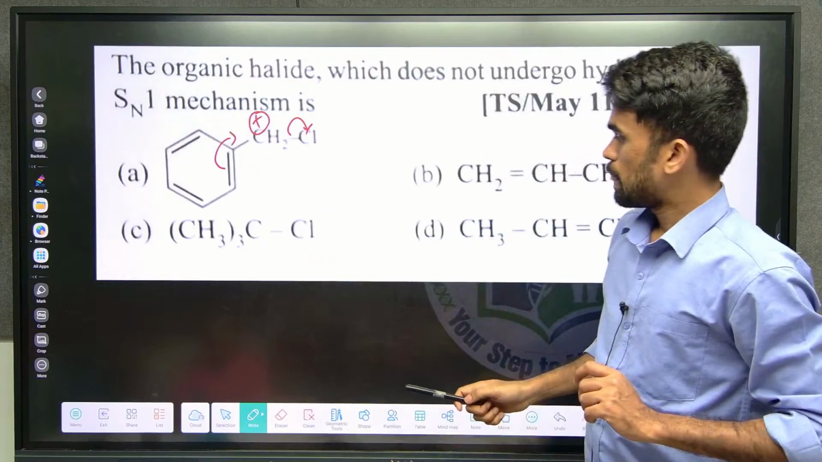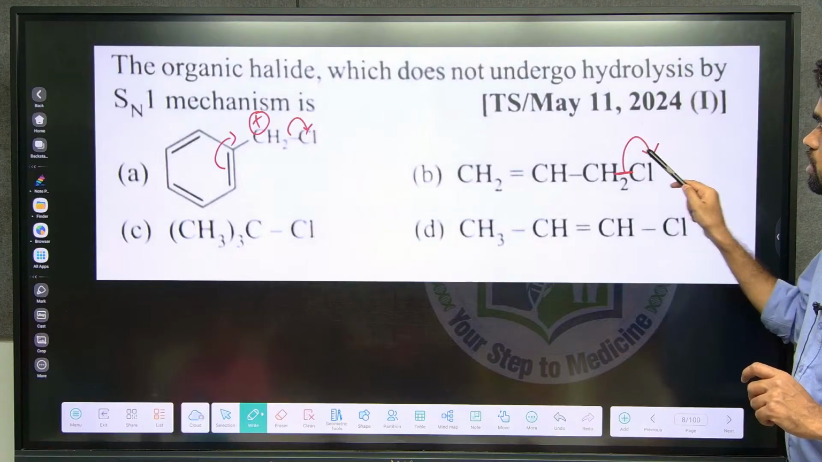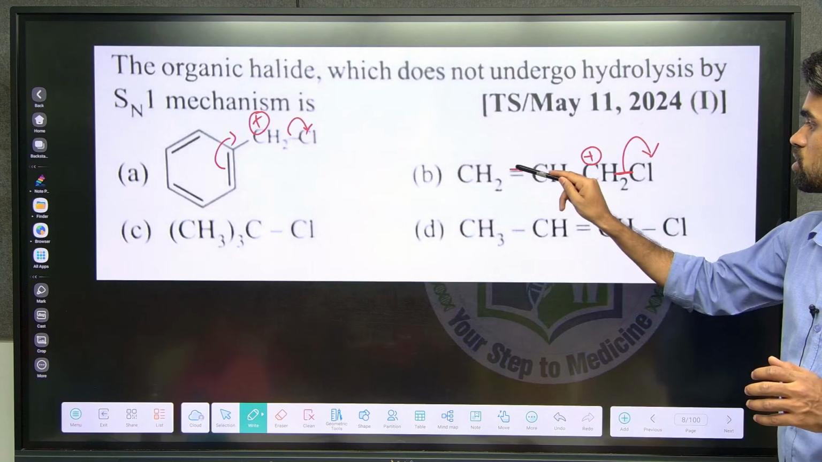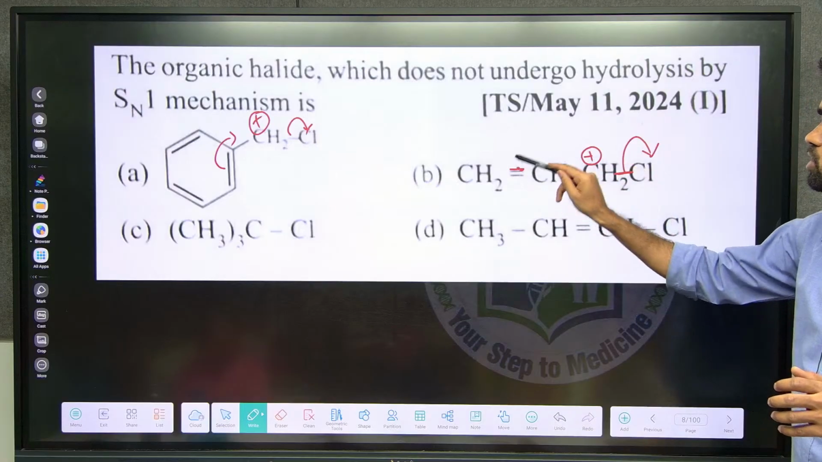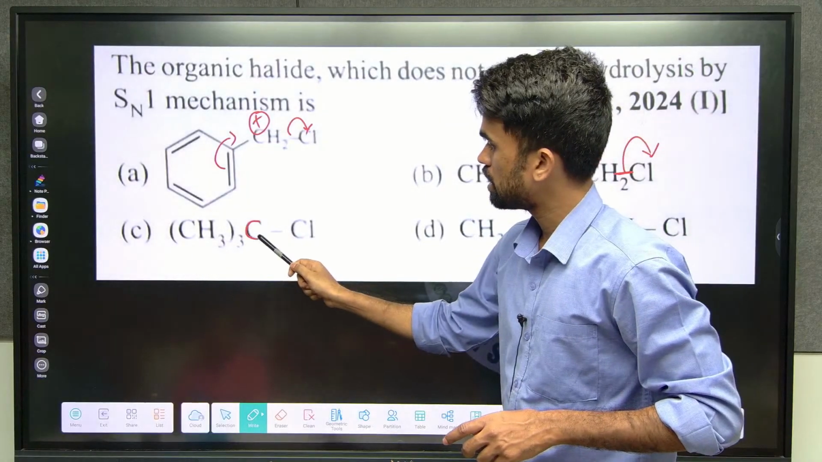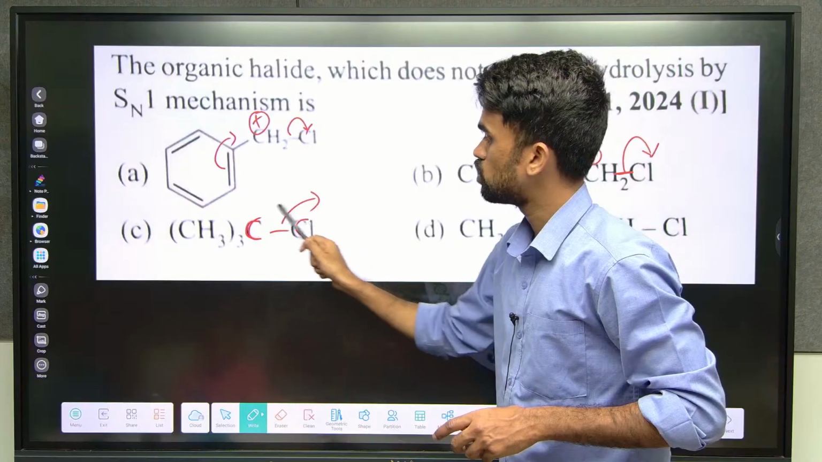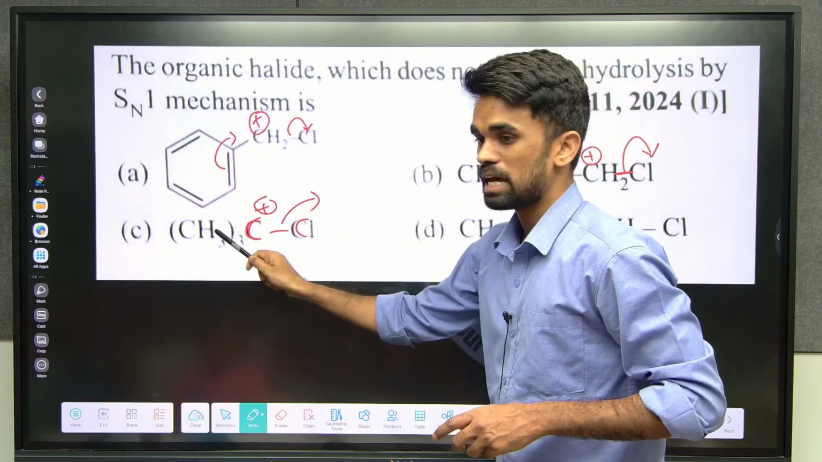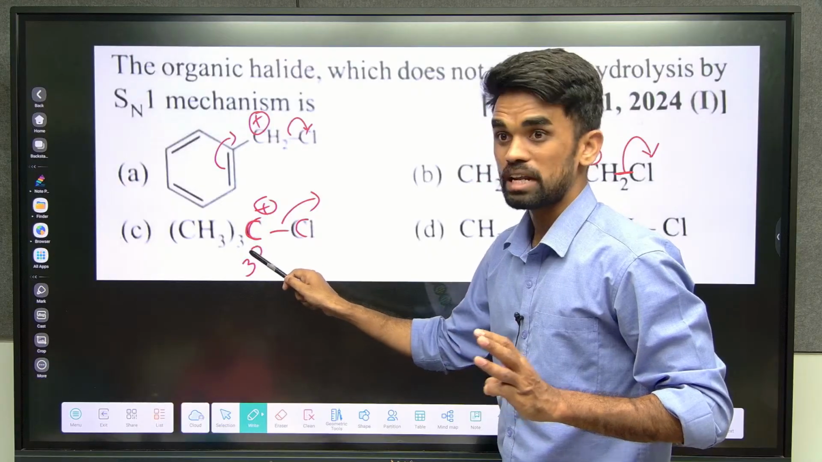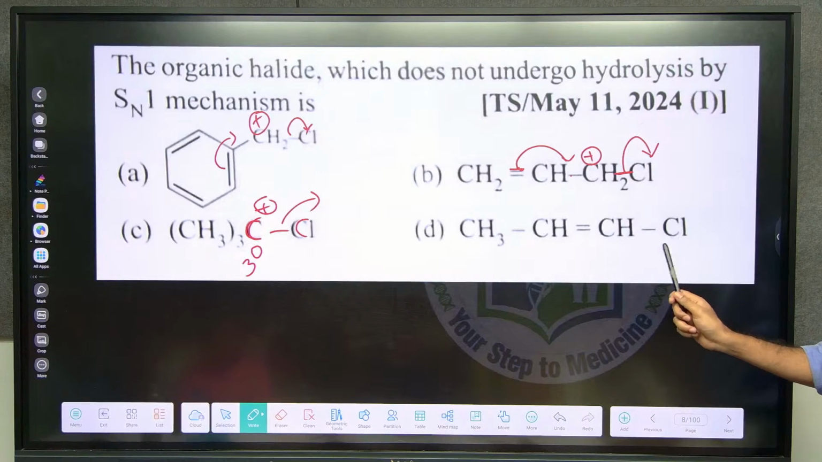Stabilized by pi electrons. Perfect. What about this one? You remove this chlorine. Positive charge here. Will it be stabilized or not? By this pi electron, sigma. So conjugation. Perfect. Okay. Now what about this one? See, a carbon with 3 alkyl groups and 1 chlorine. If I remove this chlorine, you get a positive charge. How many alkyl groups are there? So what is this carbon called? Tertiary carbocation means it readily involves. This one also, no. Now what about this?